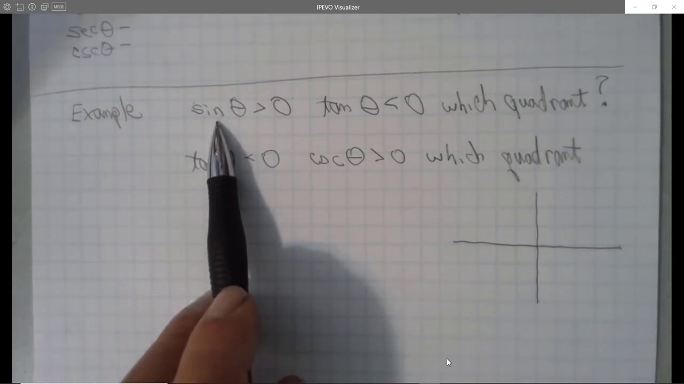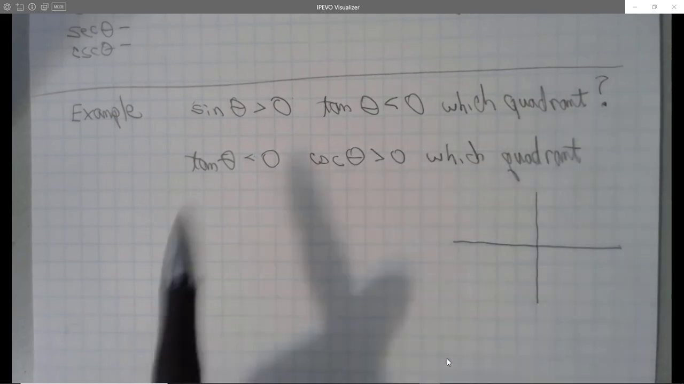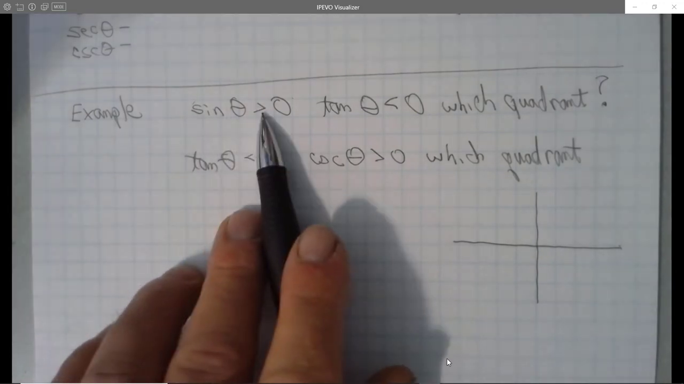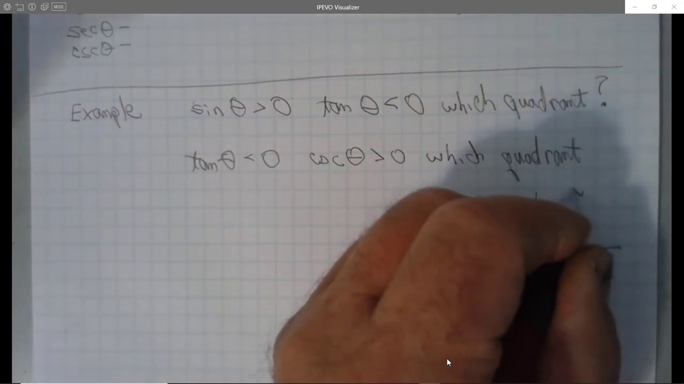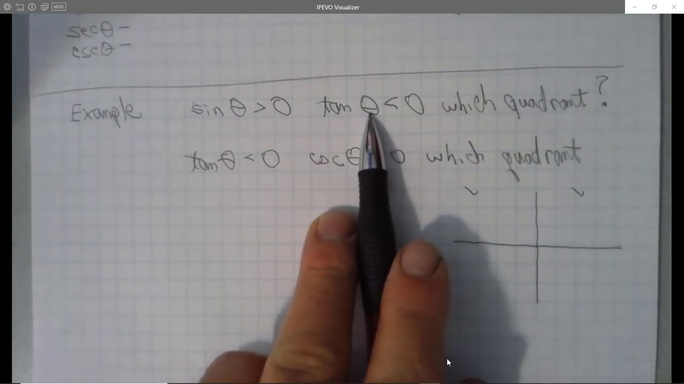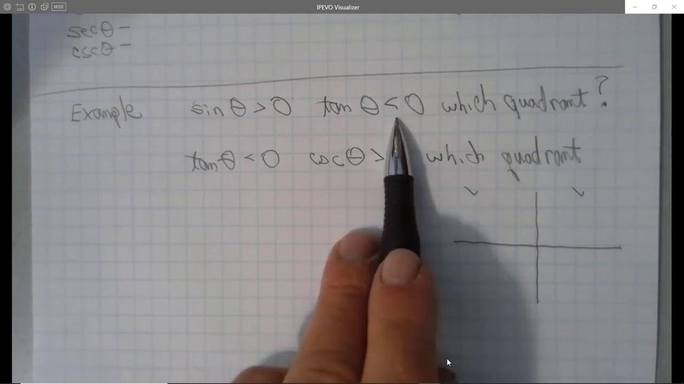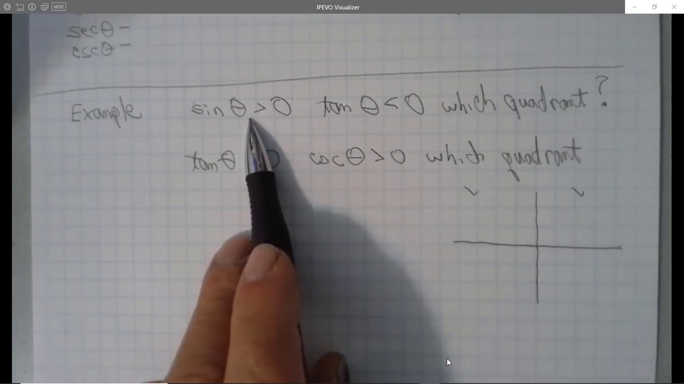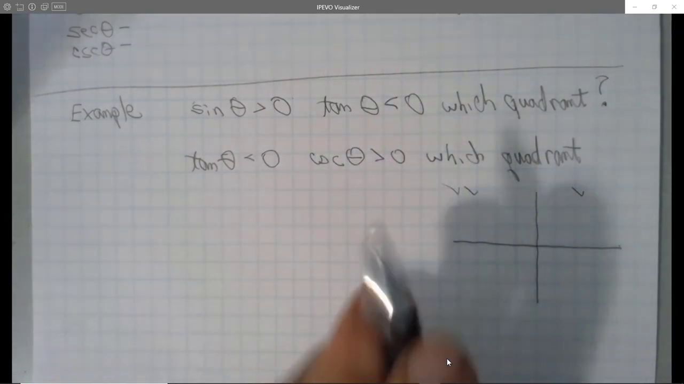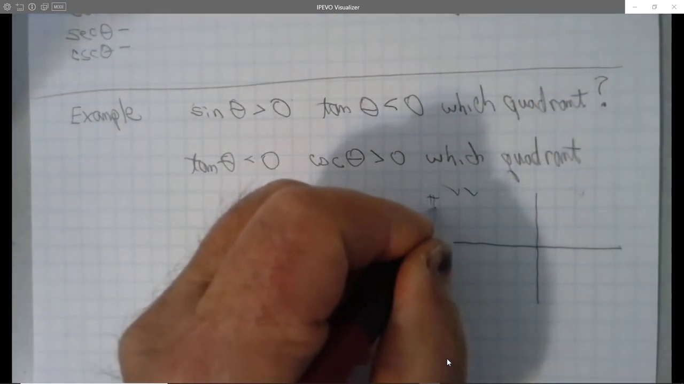We know that the sine of theta is positive and the tangent of theta is negative. Which quadrant are we in? Well, the sine is positive. That's the y-coordinate. So that means we're either here or here, right? Now, the tangent is negative, which means that this is sine over cosine. So that means sine and cosine have opposite signs. If sine is positive, then cosine must be negative. We have to be in this quadrant, not in this quadrant. So the answer is that we are in quadrant 2.